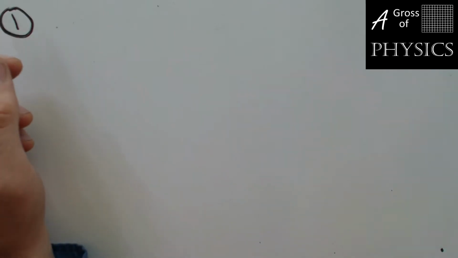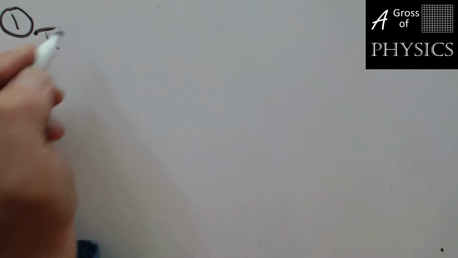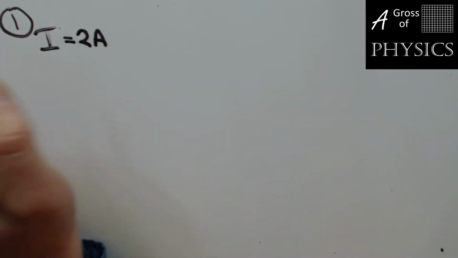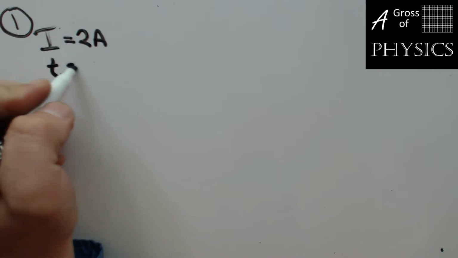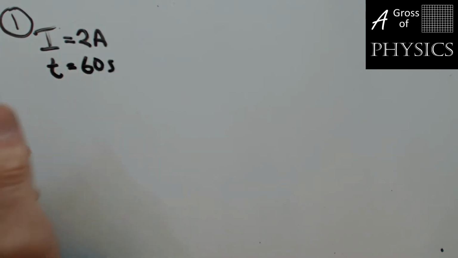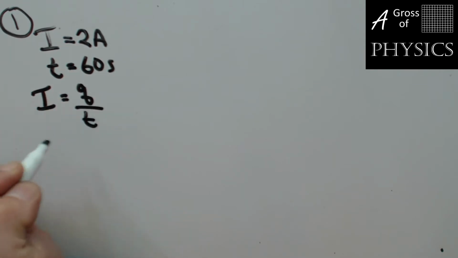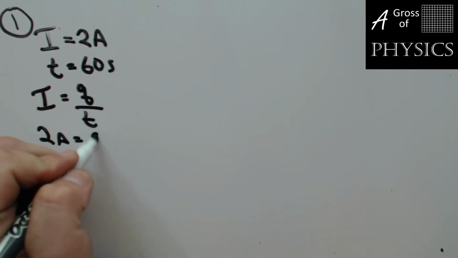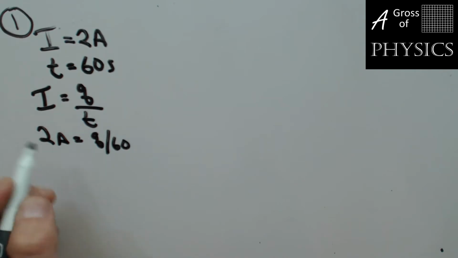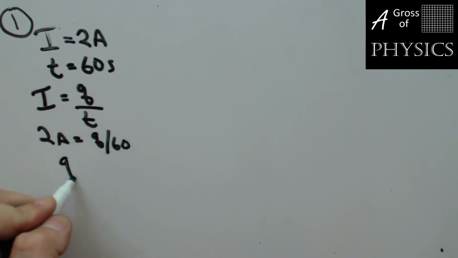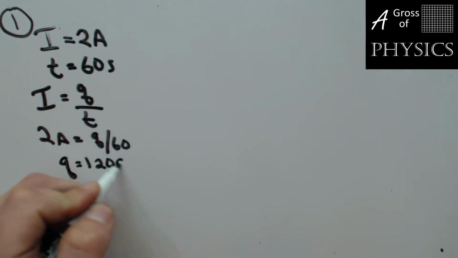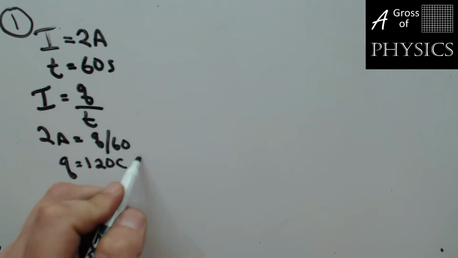All right, on to the electricity and magnetism review. Now we have current flowing through a light bulb is 2 amperes, so that's I equals 2 amps. How many coulombs of electric charge pass through the light bulb in 1 minute? So the time has to be in seconds, so it's 60 seconds. The equation is I equals Q over T. 2 amps equals Q over 60. 60 times 2, 120 coulombs. Choice 3.